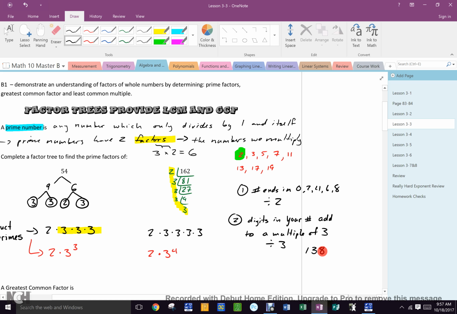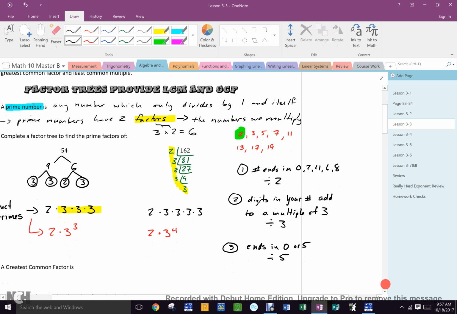Just a little hint. The next trick that is helpful is if it ends in 0 or 5, we can divide by 5. Next trick. If your number divides by 2 and it divides by 3, it'll divide by 6. And that's where I want to stop. That's enough to get you through everything in the 10th grade.